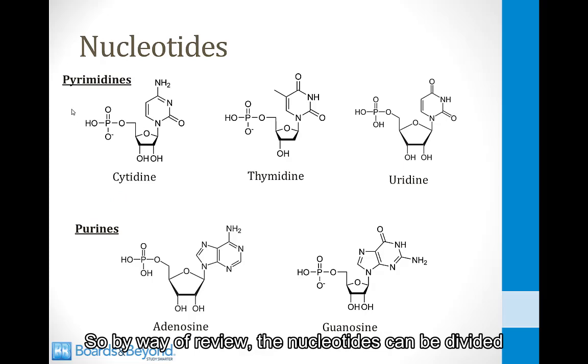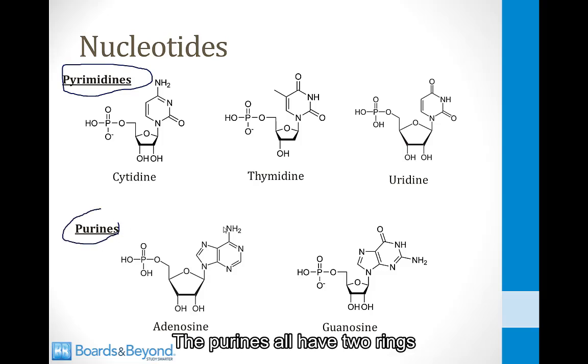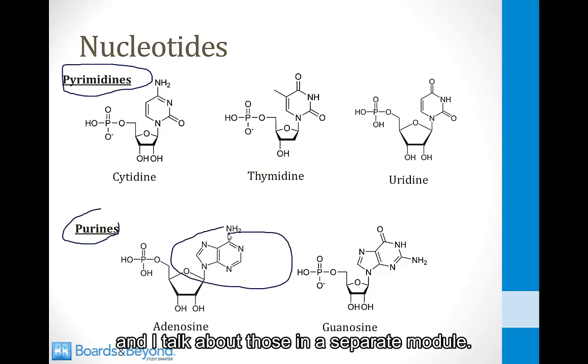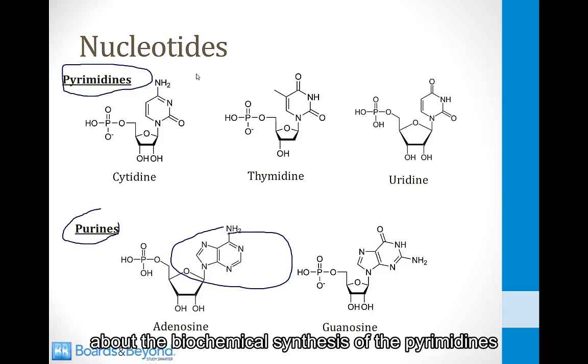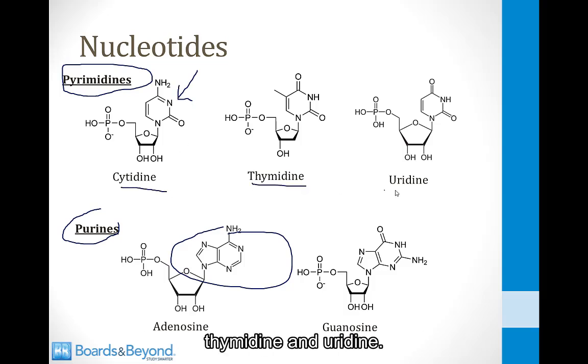So by way of review, the nucleotides can be divided up into the pyrimidines or the purines. The purines all have two rings, and I talk about those in a separate module. In this module, we are going to talk about the biochemical synthesis of the pyrimidines, which all have one ring, and the three pyrimidines are cytidine, thymidine, and uridine.